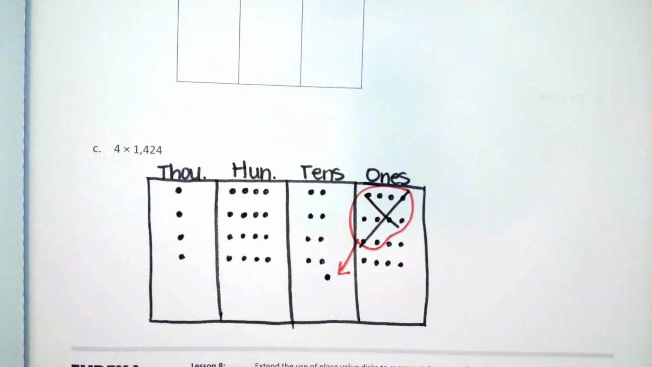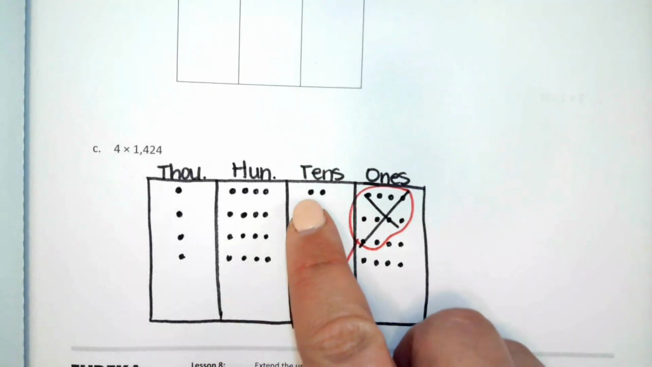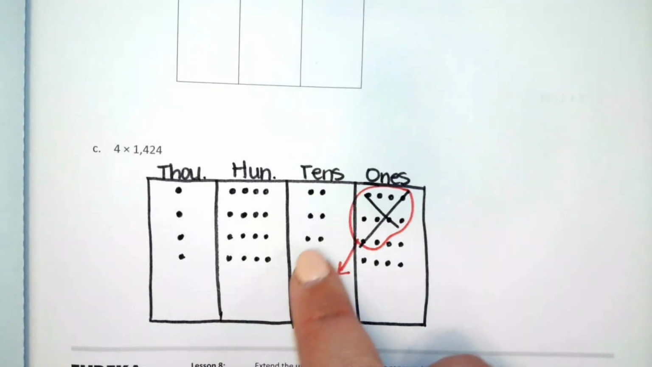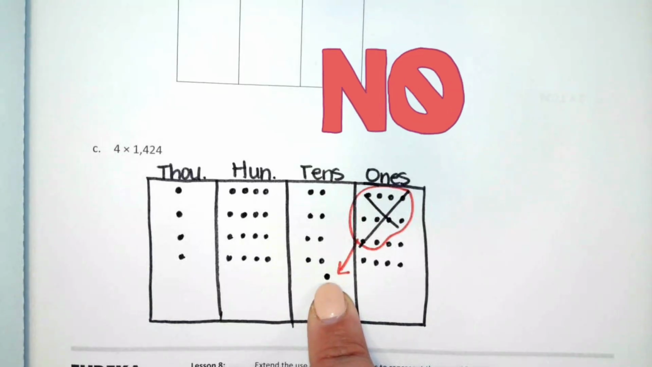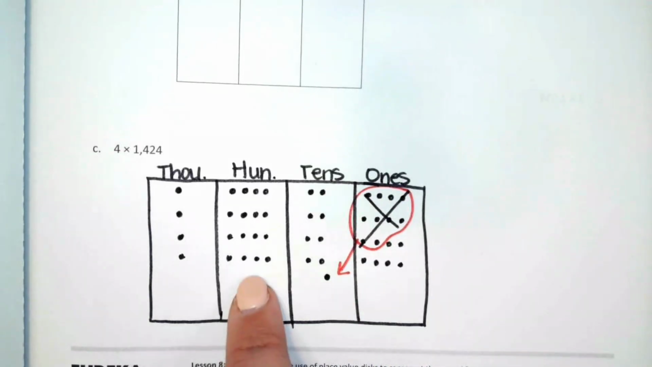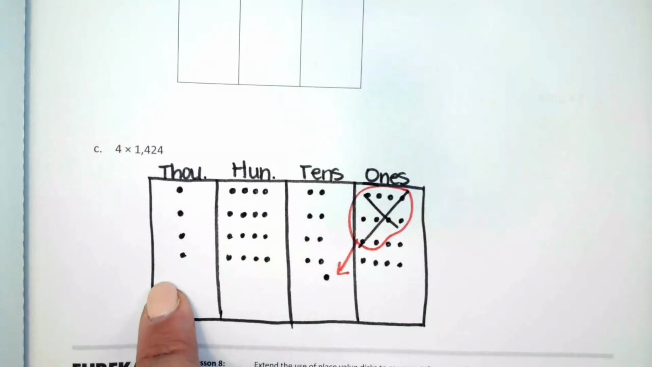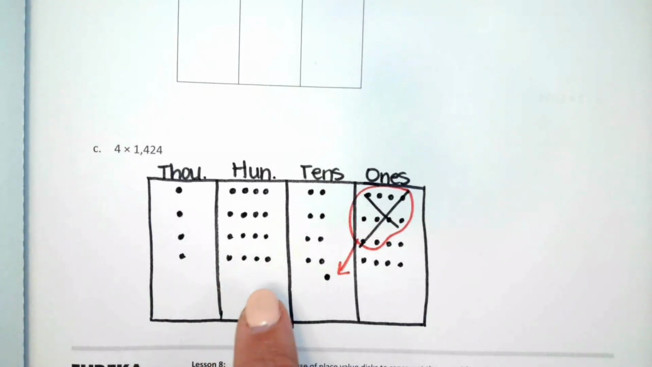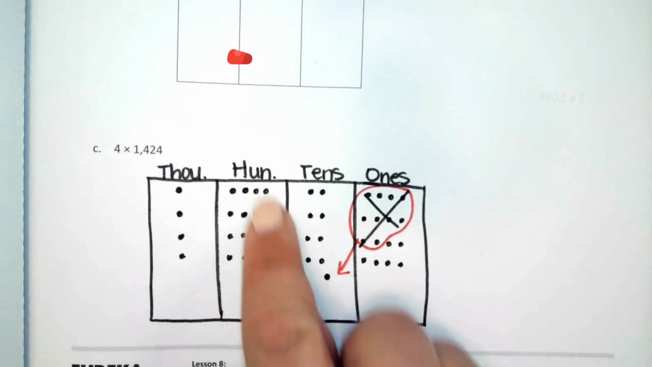There's still some ones left though. Is there enough to make another bundle? No, that's not enough. All right, let's check and see. Do we have enough tens to bundle and compose into 100? 1, 2, 3, 4, 5, 6, 7, 8, 9. Nope, that's not enough. All right, how about the hundreds? Do we have enough to bundle hundreds into 1,000? How many do we bundle together? 10. Do we have enough? Count them.